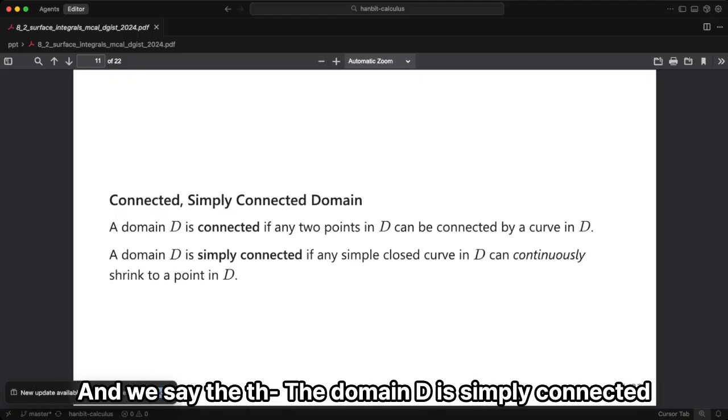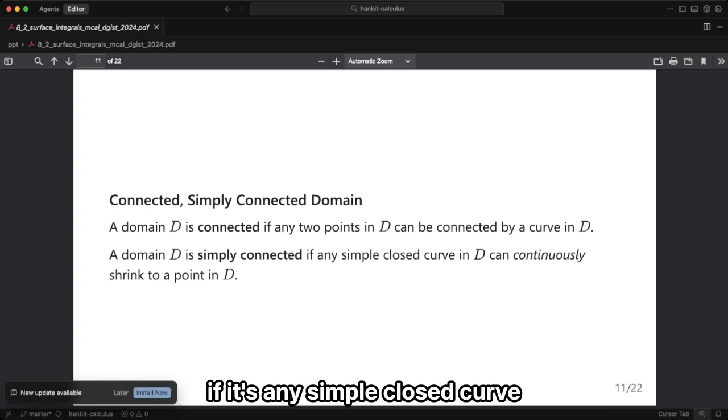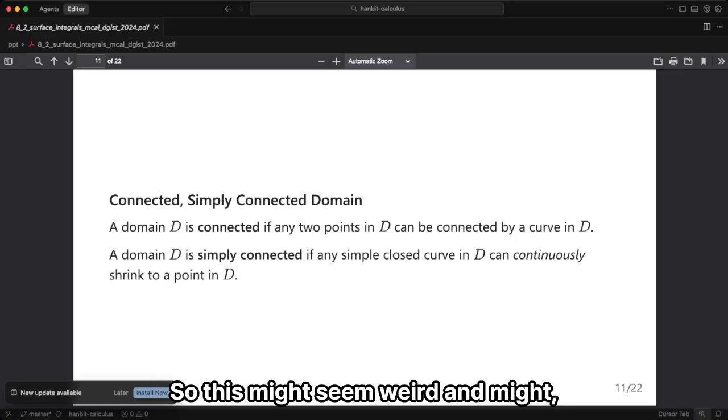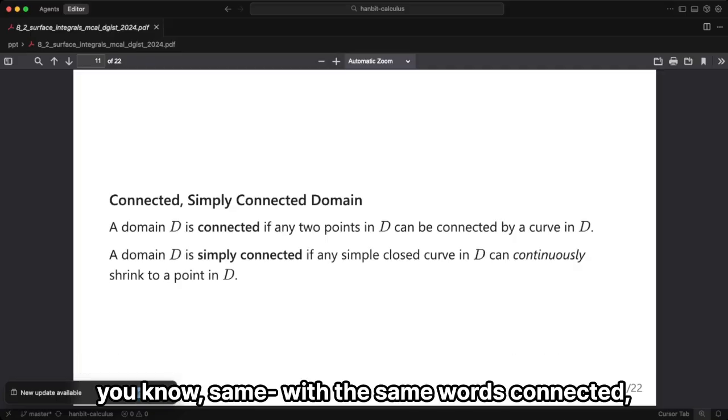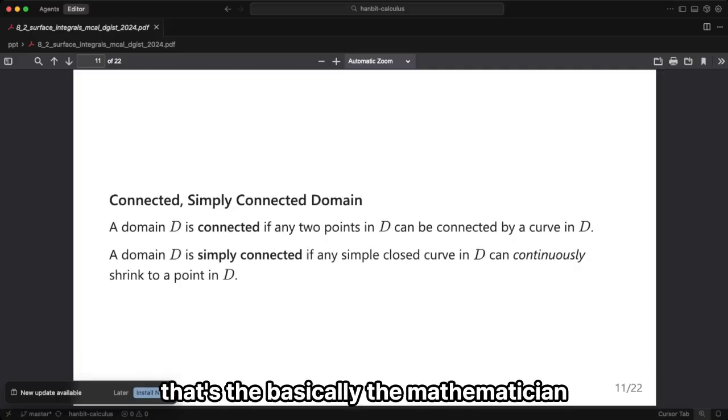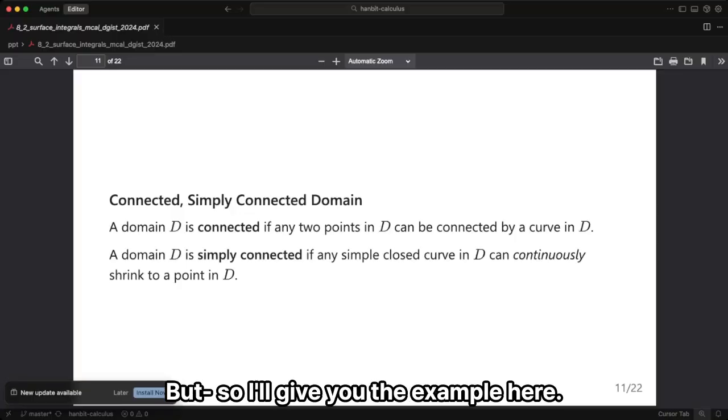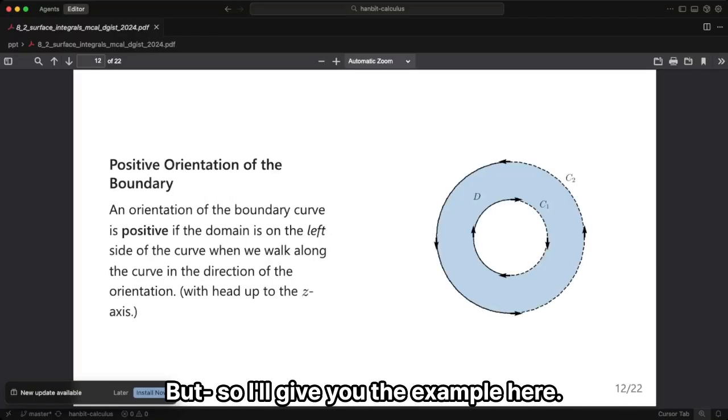And we say that the domain D is simply connected if any simple closed curve in the domain can be shrunk to a point. This might seem weird and confusing, why they're using connected and simply connected with the same word connected. That's basically how the mathematicians have devised the words. But I'll give you an example here.